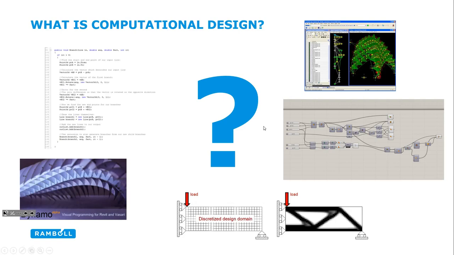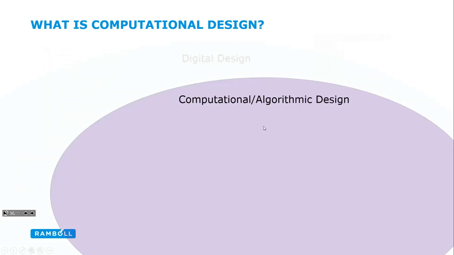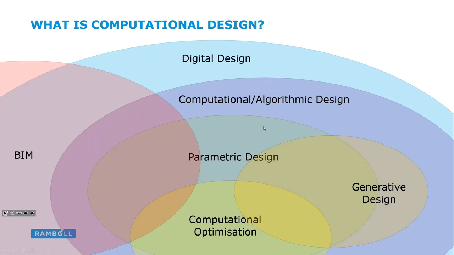But that itself can also be a bit confusing. There's also all these other different phrases that you might have heard of, like digital design, parametric design, algorithmic design, generative design, all these different things. So how exactly those relate to one another is still a little bit of a vexed question. I've put up here a Venn diagram that shows where I consider them to fit in, but different people use these terms in slightly different ways and to mean slightly different things.